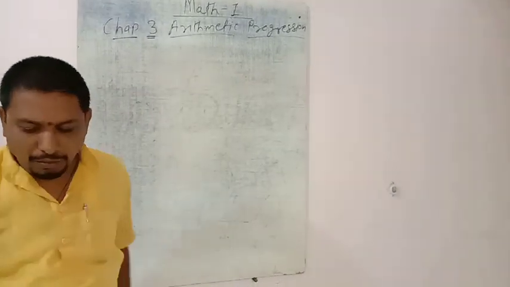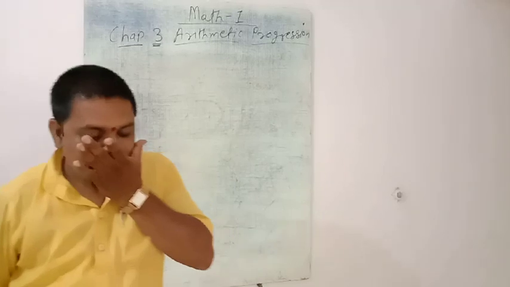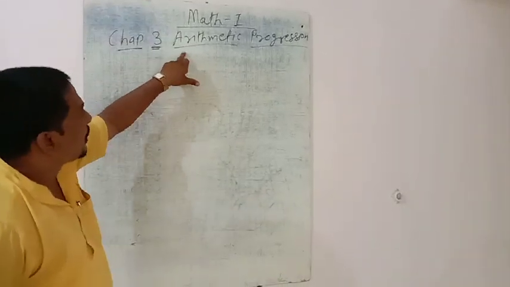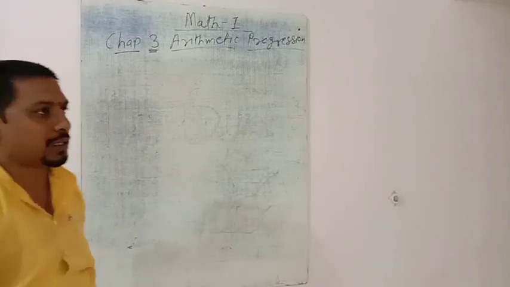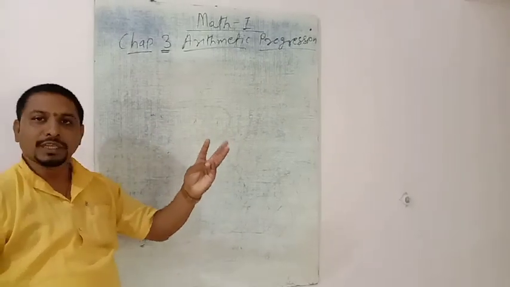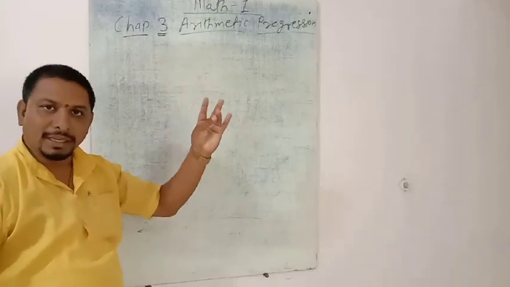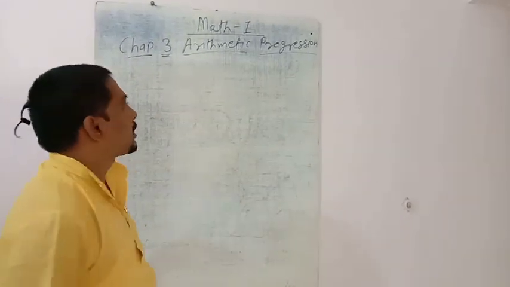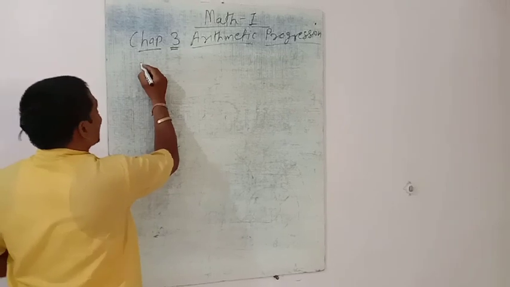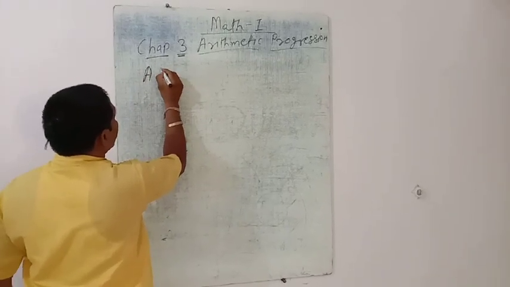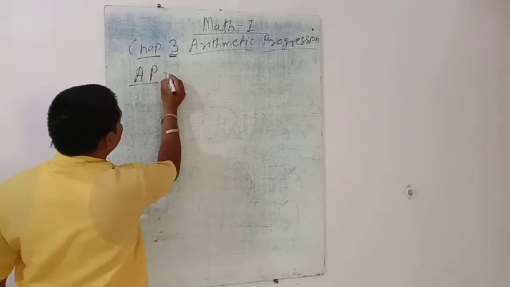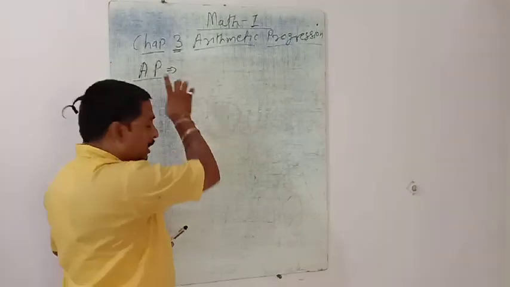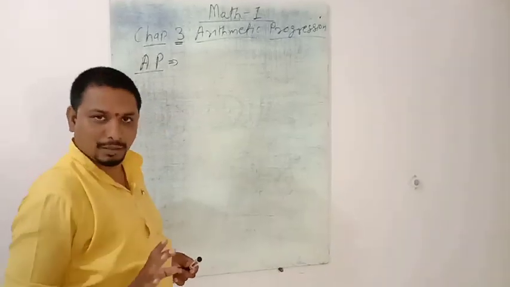Now we have to go to the topic arithmetic progression. After we have seen sequence, then terms of a sequence, lastly we go to arithmetic progression. That is called AP. AP does not mean Andhra Pradesh. AP means arithmetic progression.